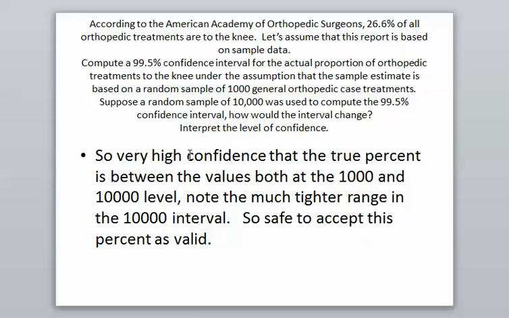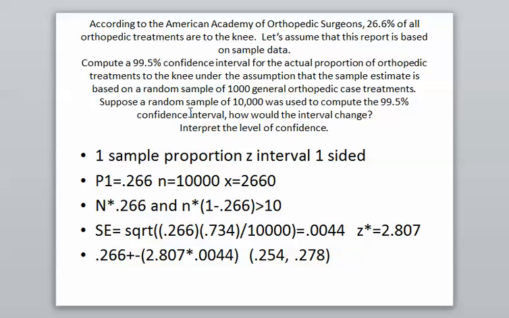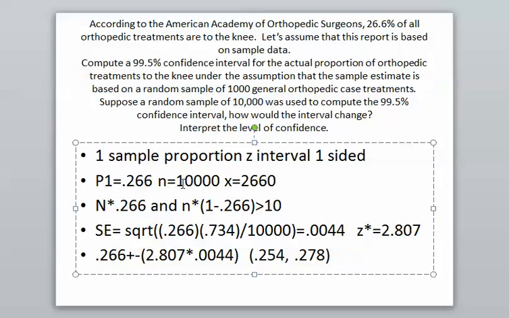So, I'm sorry. So, very high confidence that the true percentage is between the values, both at the 1,000 and at the 10,000 level. Note that much tighter range in the 10,000 to be safe to accept. So here's valid. What am I saying there? Oh, I skipped a level here. It's because they said suppose a random sample of 10,000 was used to compute the 95% range. Well, that would change my n value here, but it wouldn't change any of the rest of the values.